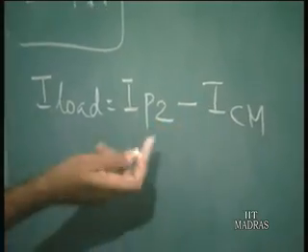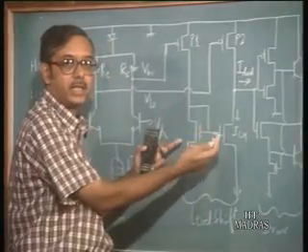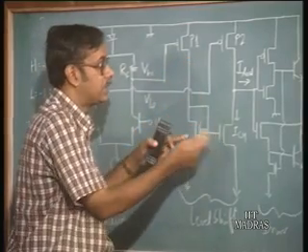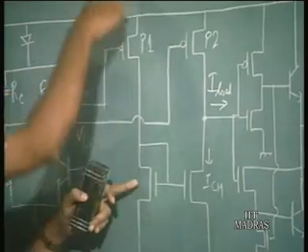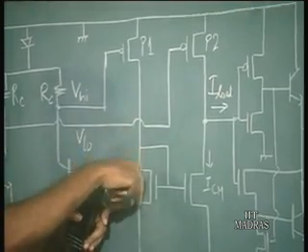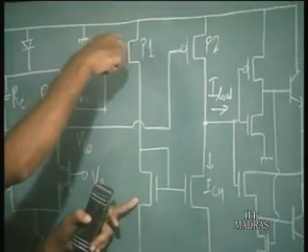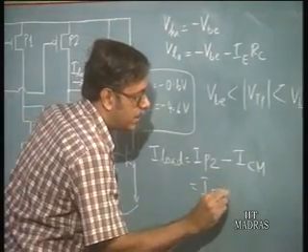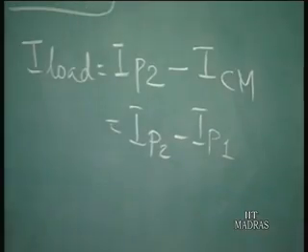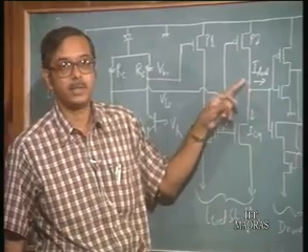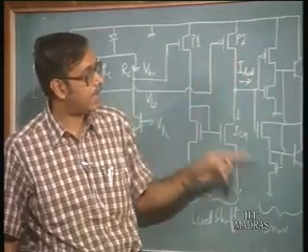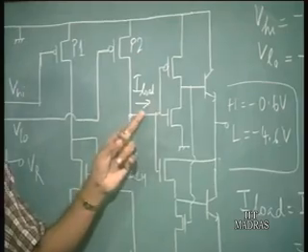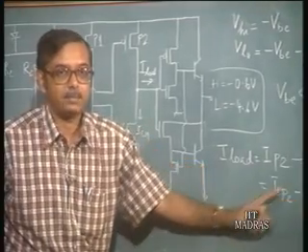Now, this ICM, because of this current mirror configuration, is nothing but the same as IP1, because the current flowing through this NMOS transistor here is the same as the current flowing through this PMOS transistor P1. So, you can write I load is equal to IP2 minus IP1. So, there is a current flowing out here, which is the charging current for the input capacitance of the BiCMOS inverter. This current is actually the difference of IP2 and IP1, IP2 minus IP1.